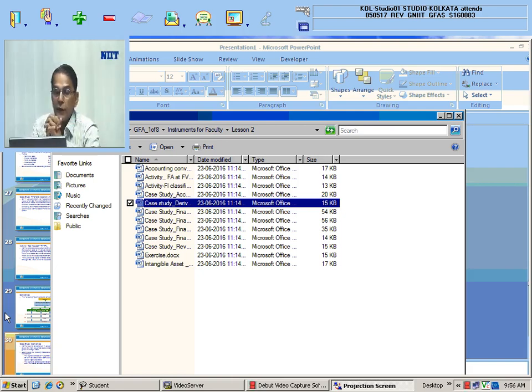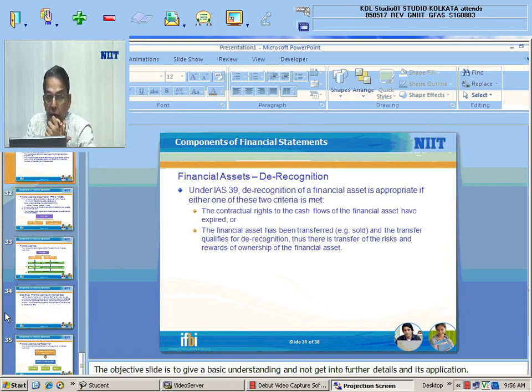So, derecognition of financial assets. Under IAS 39, which we have been discussing, derecognition of a financial asset is appropriate if either one of these two criteria is met. Either the contractual rights to the cash flows of the financial asset have expired, or the financial asset has been transferred, for example sold, and the transfer qualifies for derecognition, thus there is transfer of the risk and reward of ownership of the financial asset.